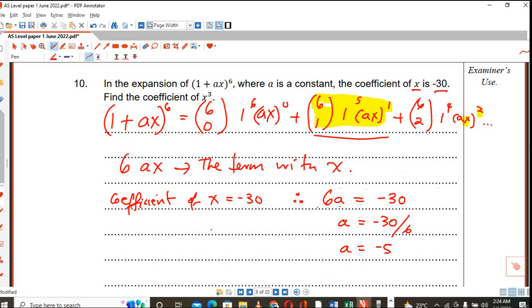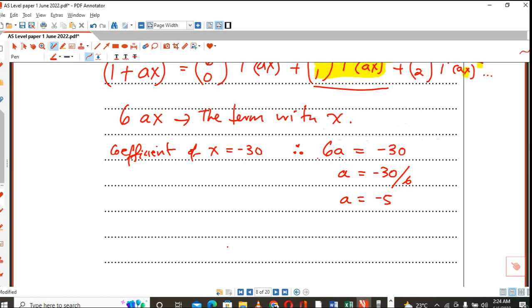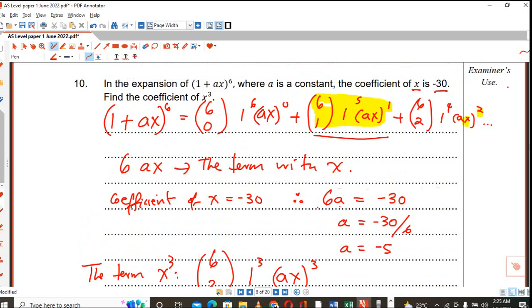So now that I have the value of a, the term x cubed will give us 6 choose 3, and that is 1 cubed and ax cubed. That is if I was to continue with my expansion that I had here on top, the next one would be 6 choose 3, and then 1 cubed times ax cubed. That's basically what I mean if I were to continue with that.